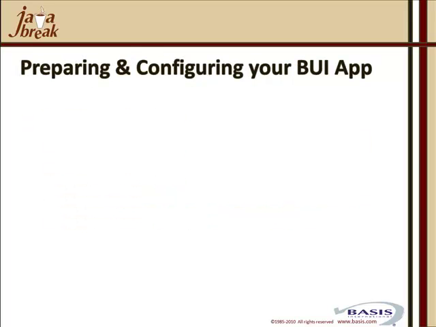You've got your application, it's a GUI application. You've either converted a Visual PRO/5 app to GUI, or you've got an existing BBJ GUI app, or you've got an application that you've taken with Barista and you've made it GUI. So how do you prepare and configure that for BUI?